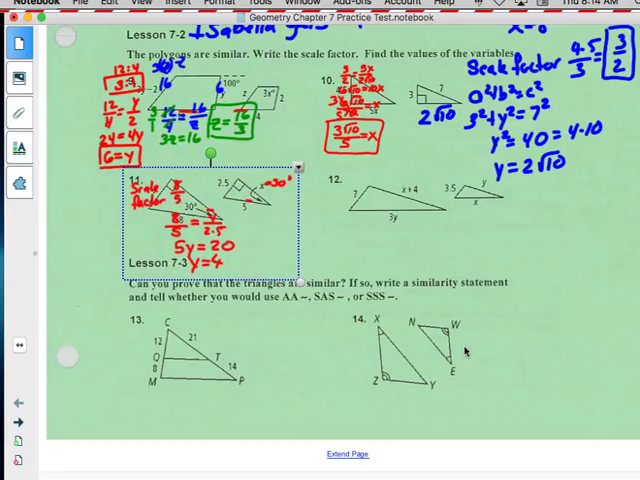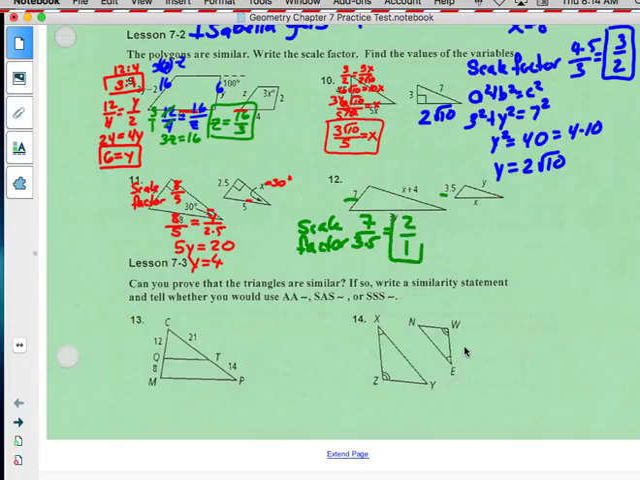Now, in 12, this one's a little bit more involved because it's got a couple variables that I've got to deal with. In problem 12, we're looking at a scale factor. If I look at 7 and 3.5, okay, I've got 7 is the 3.5, so my scale factor, first of all, is 7 to 3.5, but that reduces to 2 to 1. So I've got a 2 to 1 scale factor. I'm going to use that, by the way, to help me set up my problem.